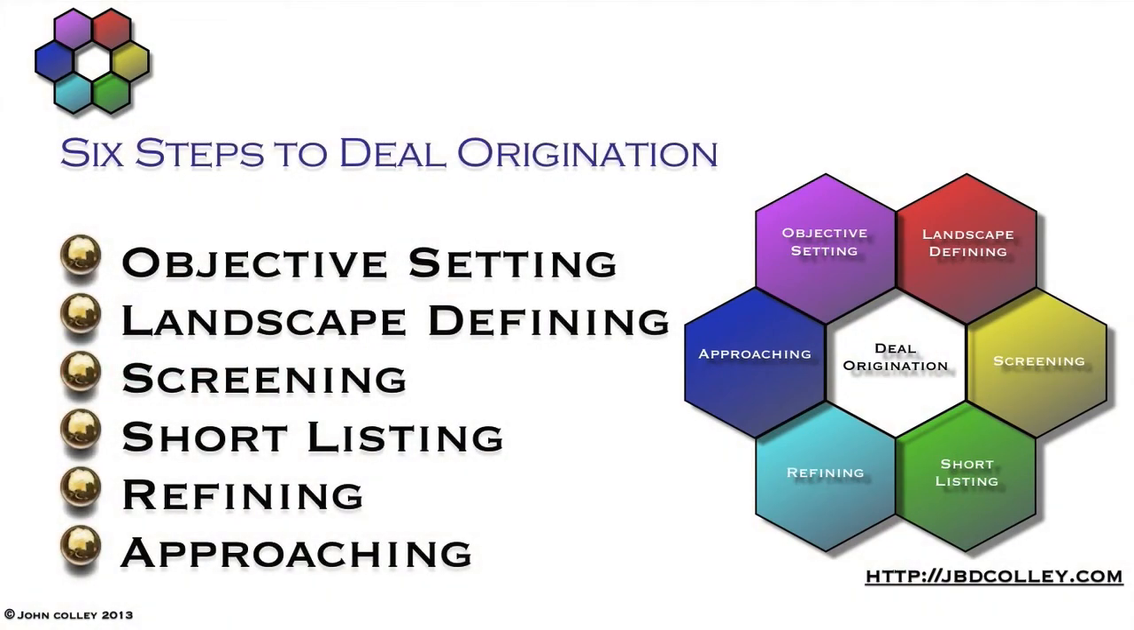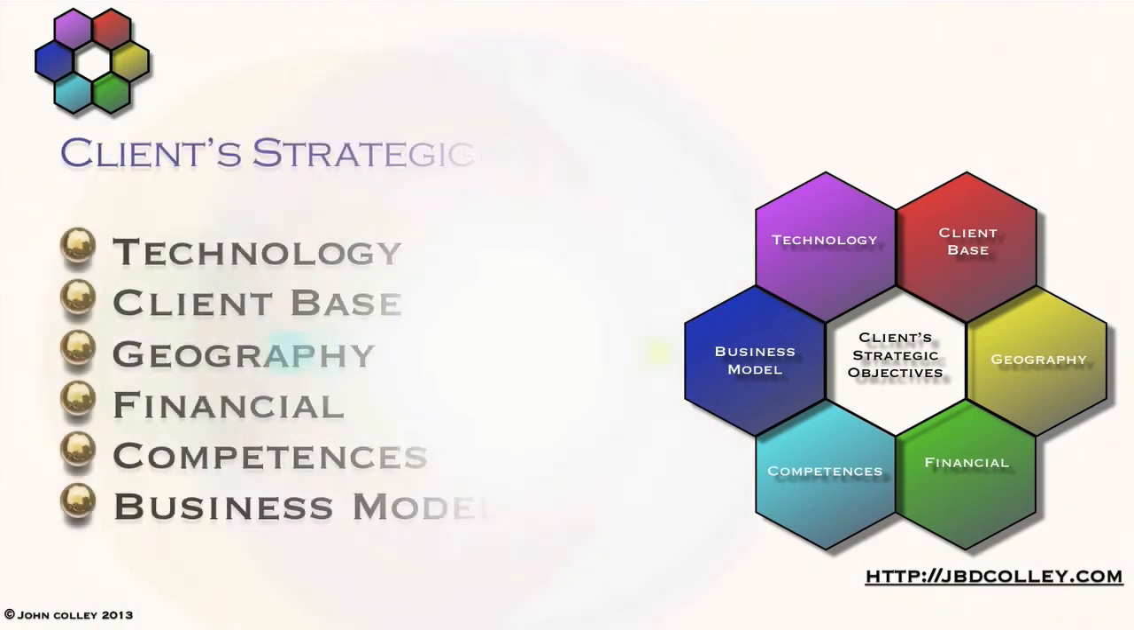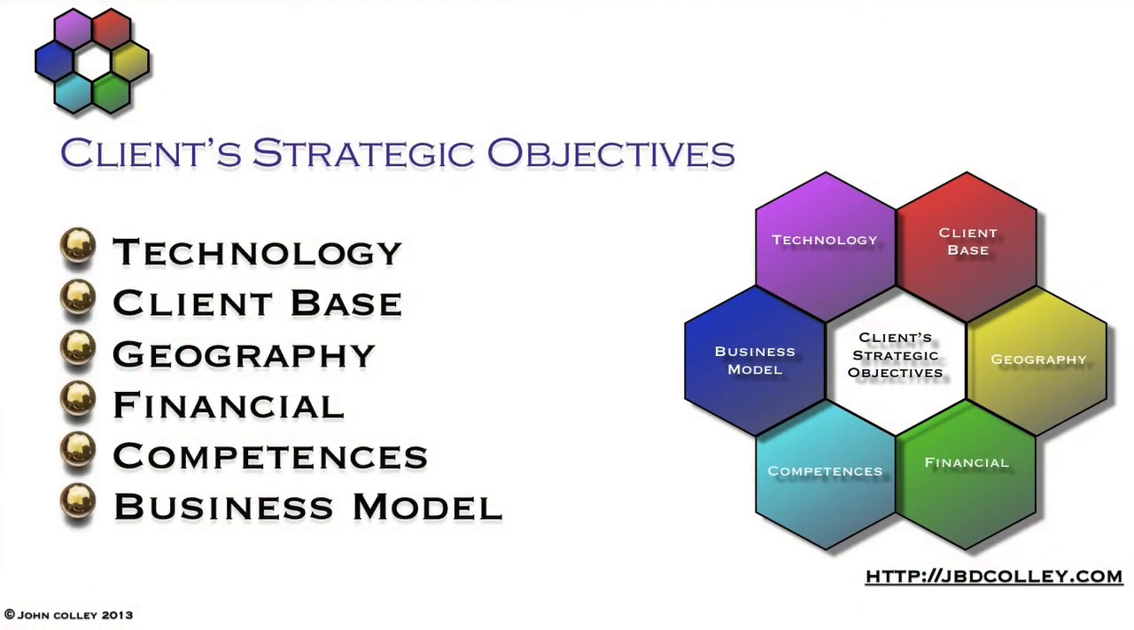Inevitably, using the 6-minute strategist methodology, there are 6 steps: objective setting, landscape defining, screening, shortlisting, refining, and approaching. So let's look at the first one of those, which is really going through with the client their strategic objectives.